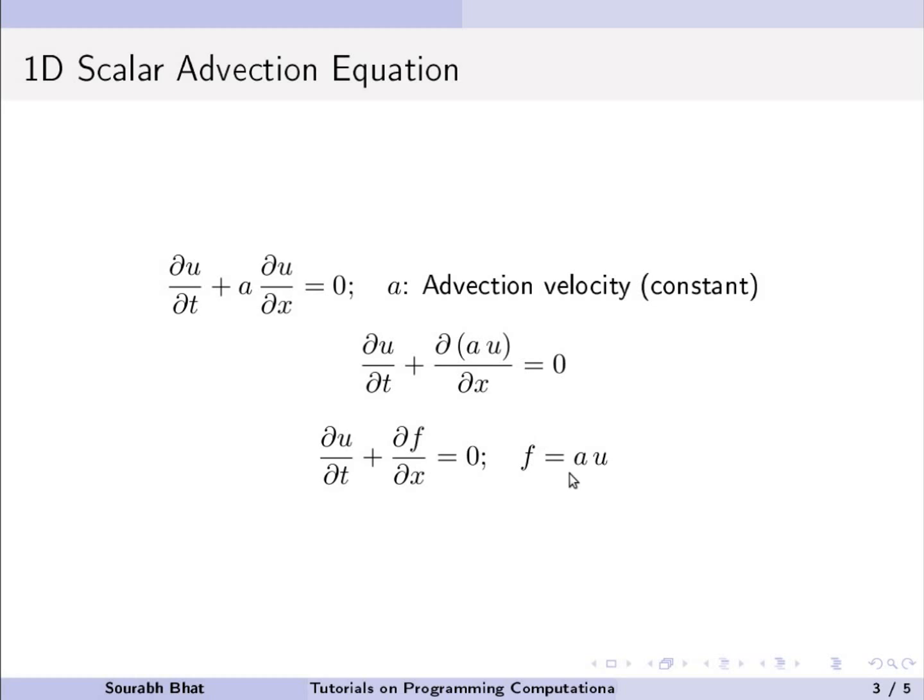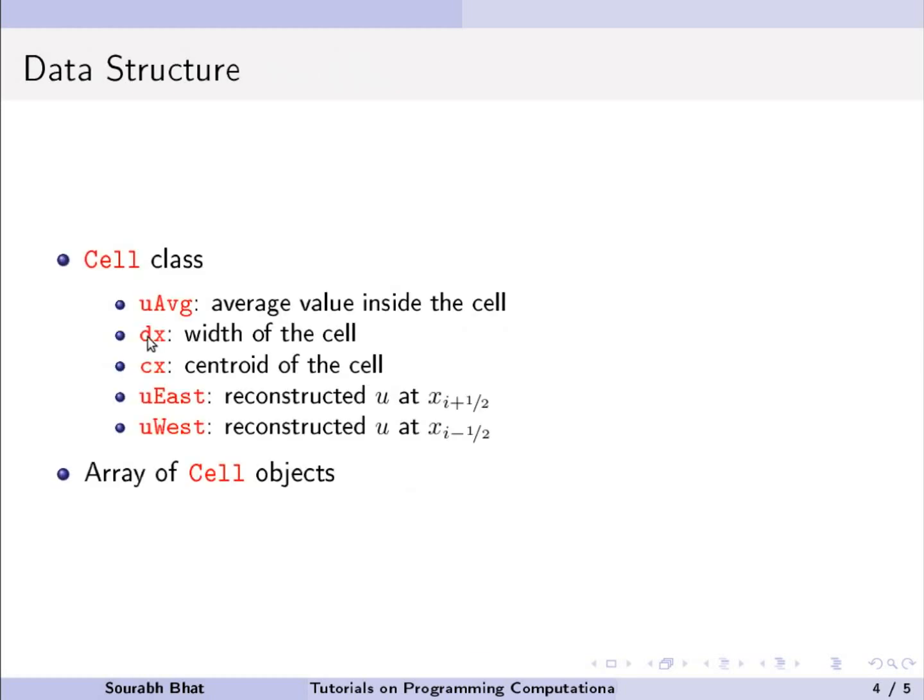Here f is going to be au, where a is a known constant which we will be fixing right at the beginning. The solution of this equation is such that whatever initial distribution of u we start with, it will just be translated towards the right if a is positive. So that is what we are going to solve. And since the solution is simple and known, we can use it for checking whether our solution is right or wrong.